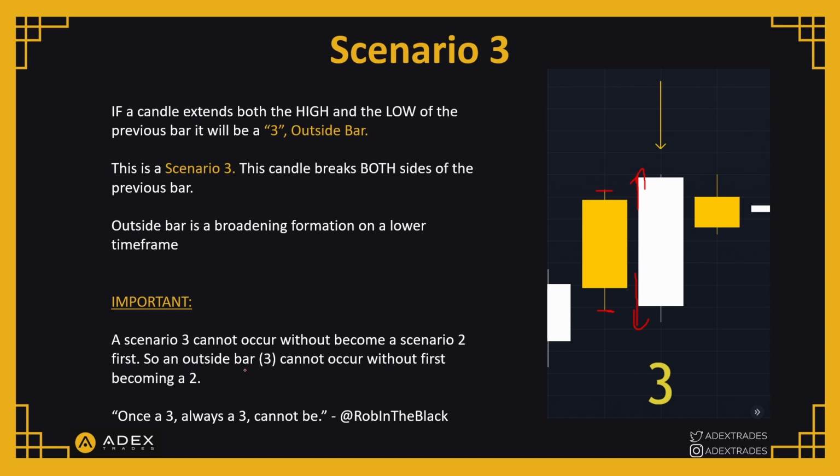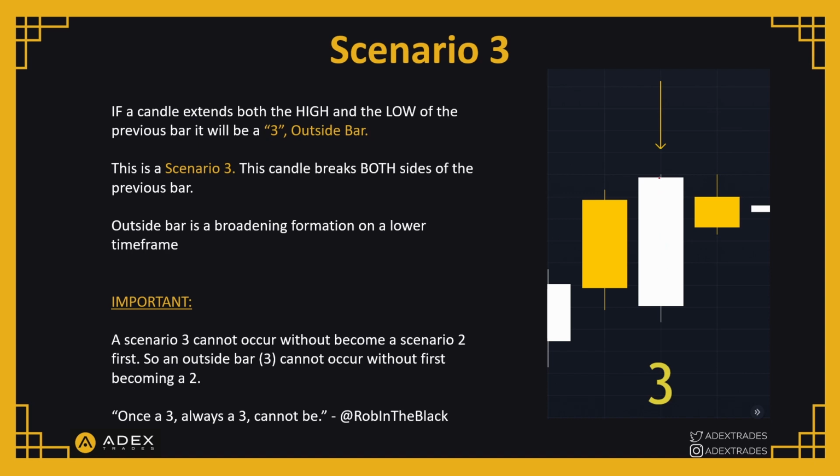So an outside bar cannot occur without, well, that's pretty much redundant. But what we say is that once a 3, always a 3, right? Once you create a 3, it always starts from becoming a 2 and then going 3 down. Let me explain what we mean. Let me erase this.